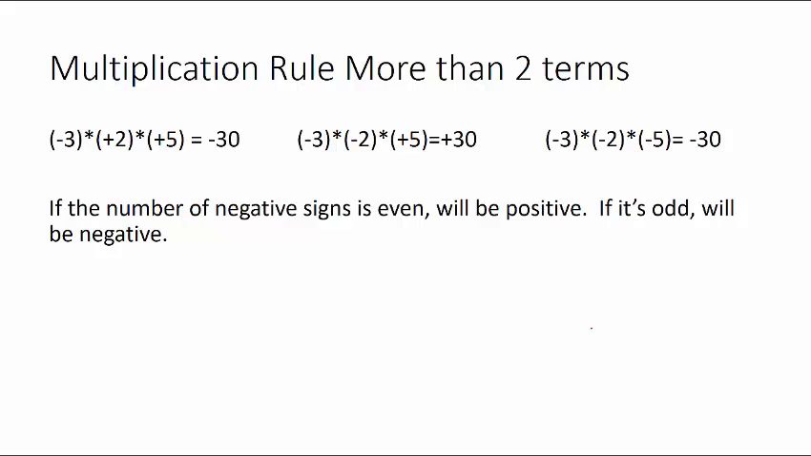Alright, so if you have more than two terms that you are multiplying, if the number of negative signs is even, it's going to be positive. If the number of negative signs is odd, it will stay negative. And let's look at that. So here we have three terms we're multiplying.